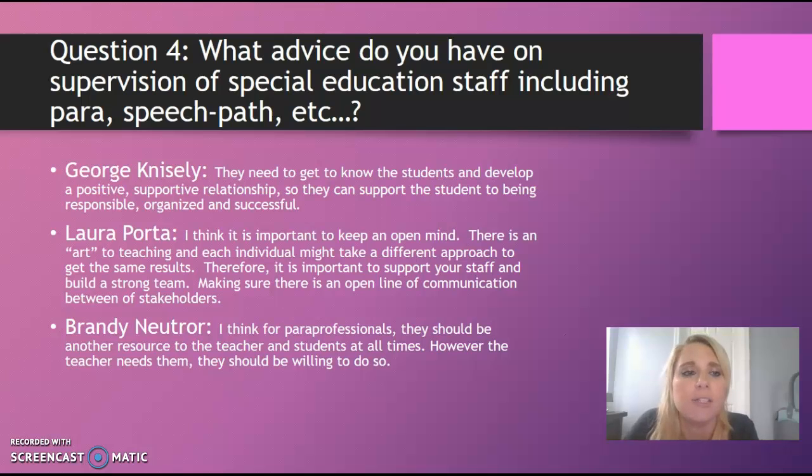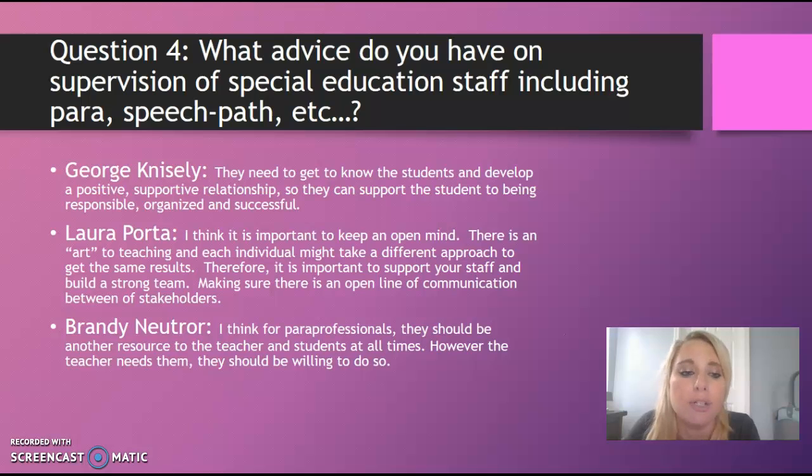Question 4, what advice do you have on supervision of special education staff, including paraprofessionals, speech pathologists, etc.? George Nisley mentioned that the students really get that supportive relationship and support. They feel organized and responsible.